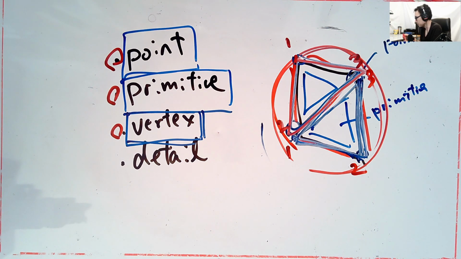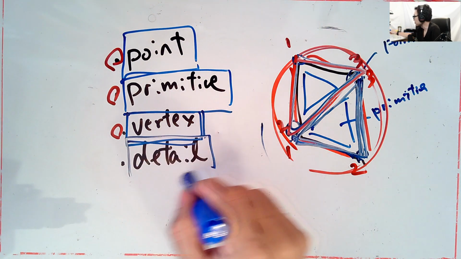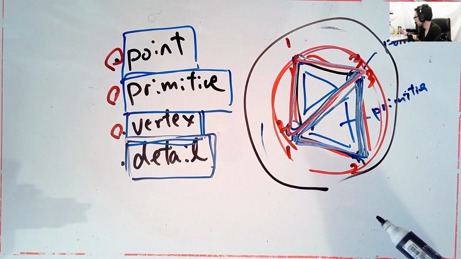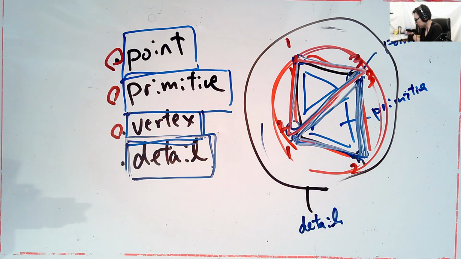And finally, you have an attribute type called detail. So the detail is a bit special. It is an attribute which can be attached to a whole object, which means the object that can be output from one of the nodes that you're using right now. So one object can have only one detail attribute, so that's what you have to remember.